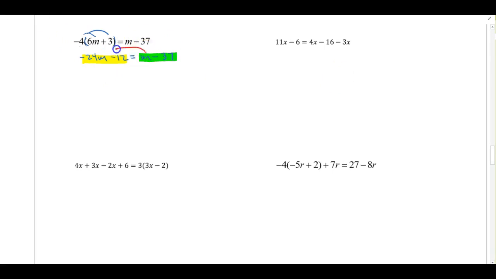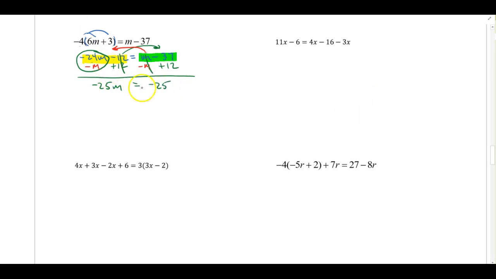So how do I bring the m over here? Since it's positive, I subtract it. I'm going to subtract it here. And then I have to bring my constants to the right. So that negative 12 has to come over here. To get rid of it, since it's negative, I add it. Add it over here. When I combine like terms here, this will give me negative 25m. Those eliminate, equals negative 37 plus 12 is negative 25.